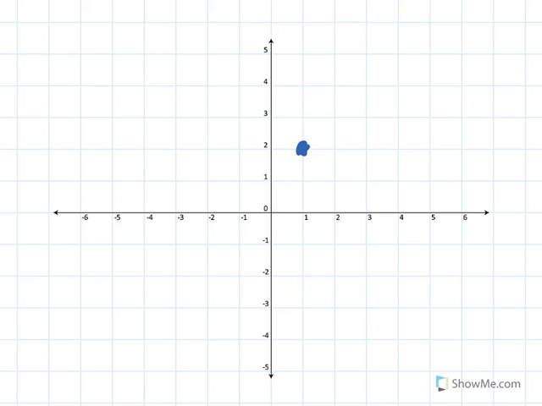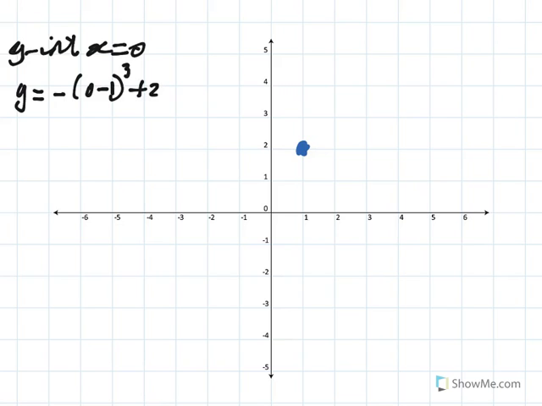So for our y-intercept, x would be equal to 0. So that means that y equals negative (0 minus 1) to the power of 3 plus 2. And when you figure that out, you get 3. So it goes through there.